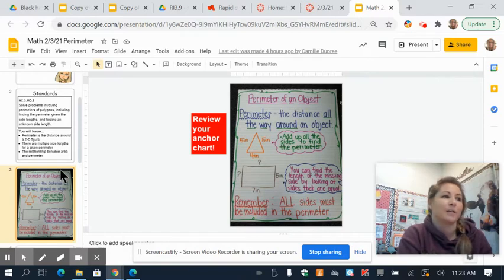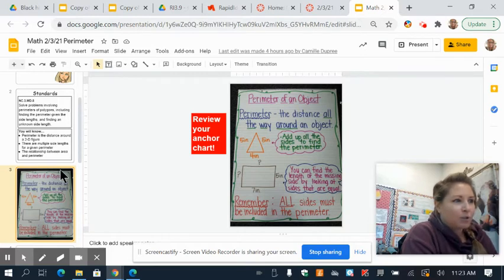It shows you a couple shapes here on your anchor chart. It has a triangle and a quadrilateral or a rectangle here. We're going to be focusing mostly on rectangles for this week. You are to add up all the sides to get your perimeter.